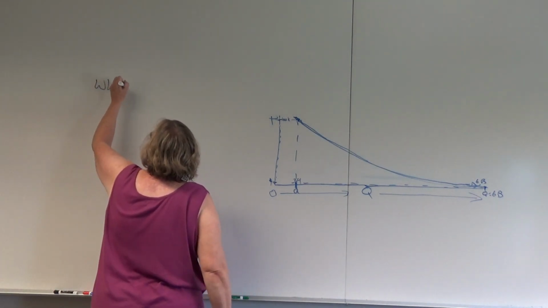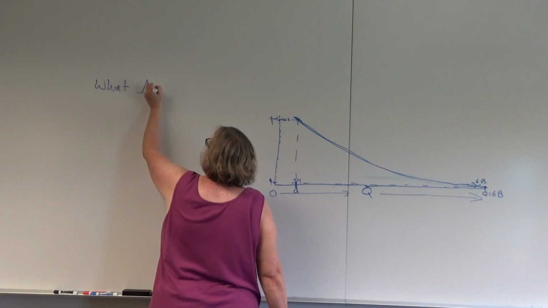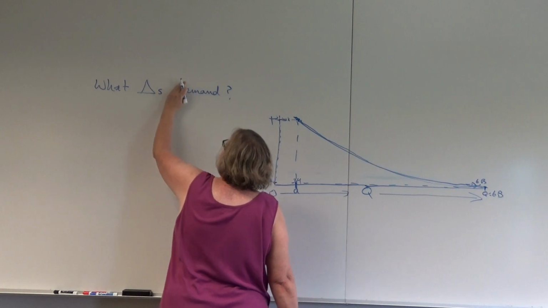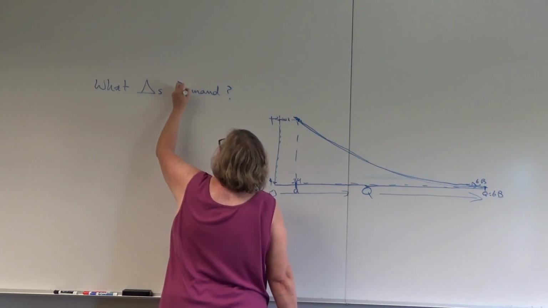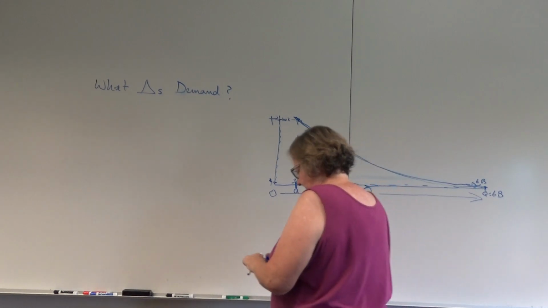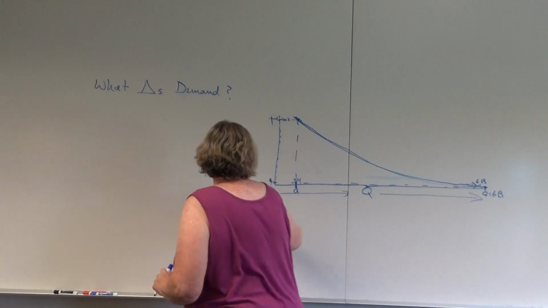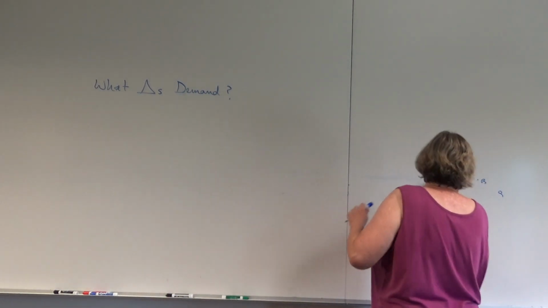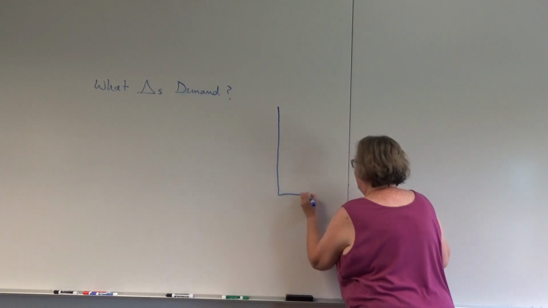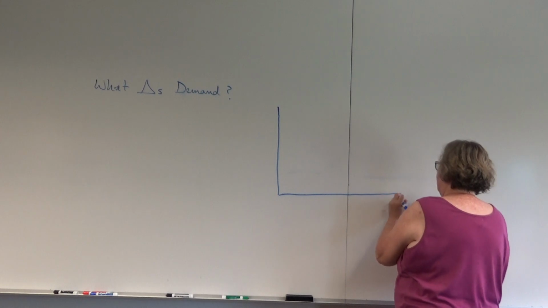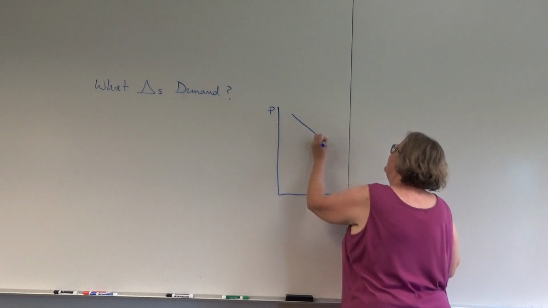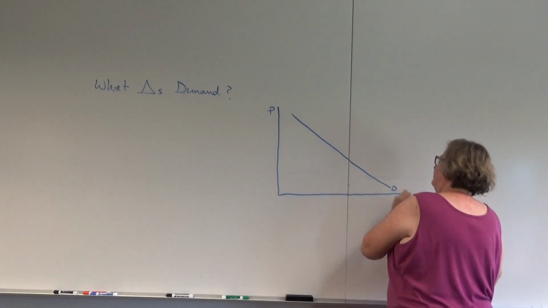Now, what does change demand? And since I'm talking about demand, put a capital there. What changes demand? First thing you need to know, not price, but you need to know what it looks like. Quantity goes on this axis. What goes on this axis? Price. Okay. So let's say this is our original demand curve.